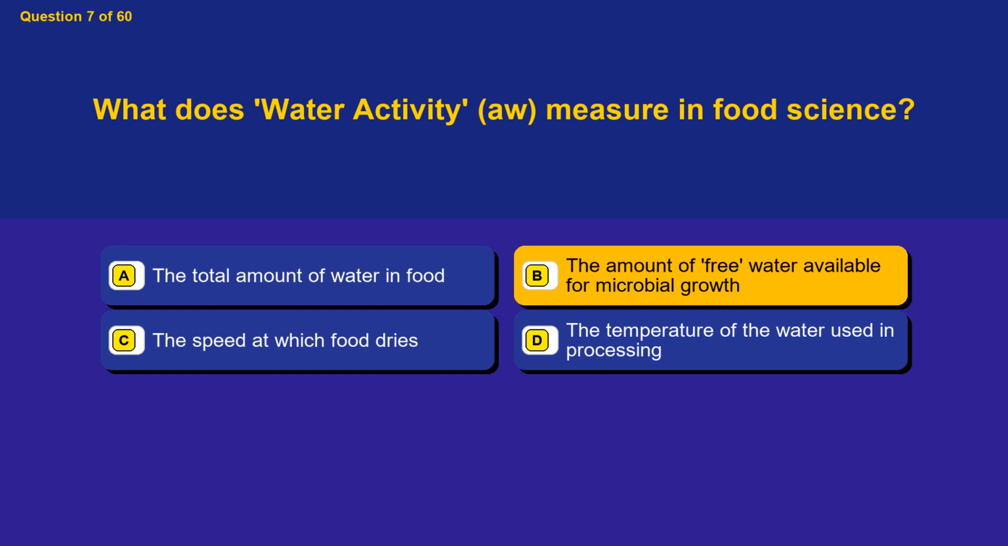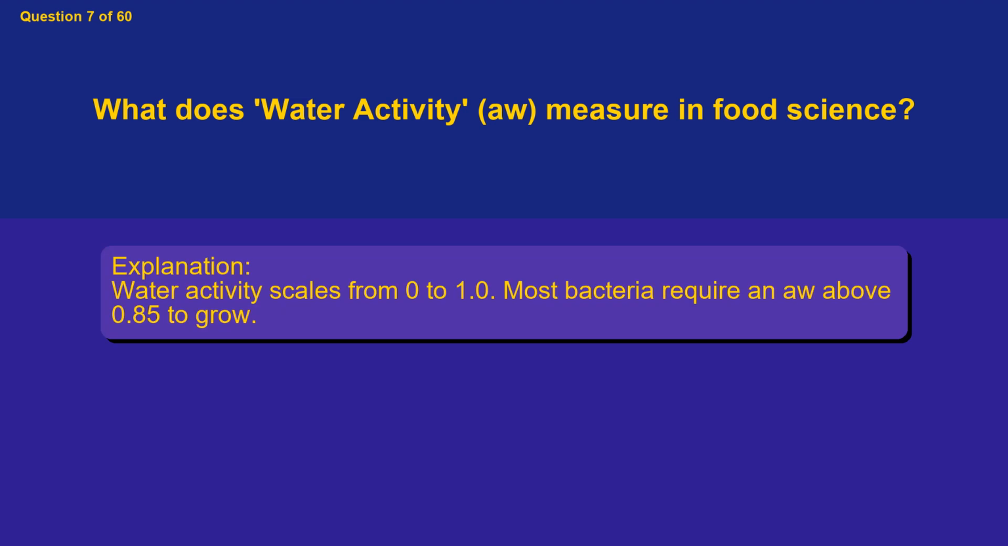The correct answer is option B, the amount of free water available for microbial growth. Water activity scales from 0 to 1.0. Most bacteria require a water activity above 0.85 to grow.